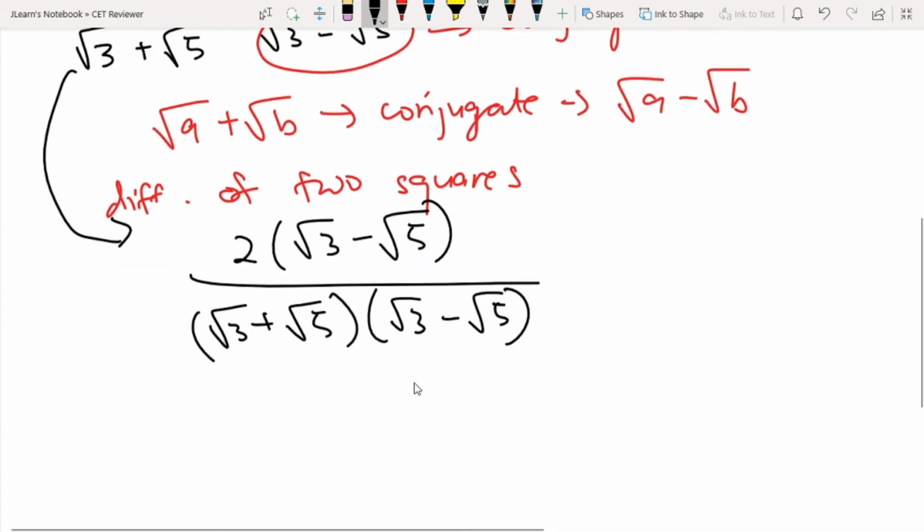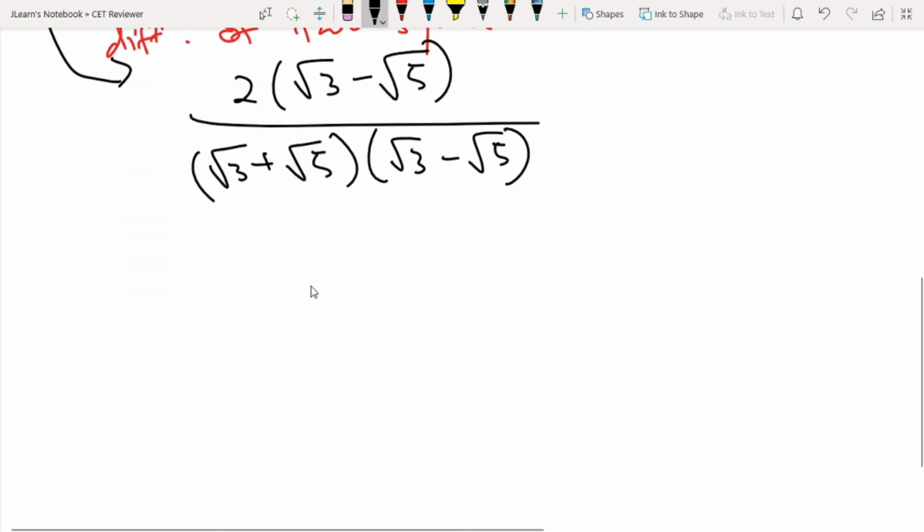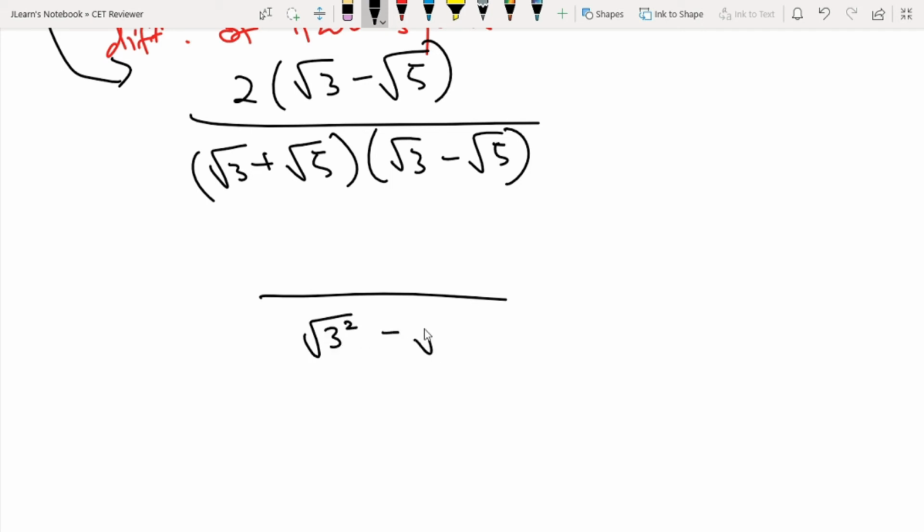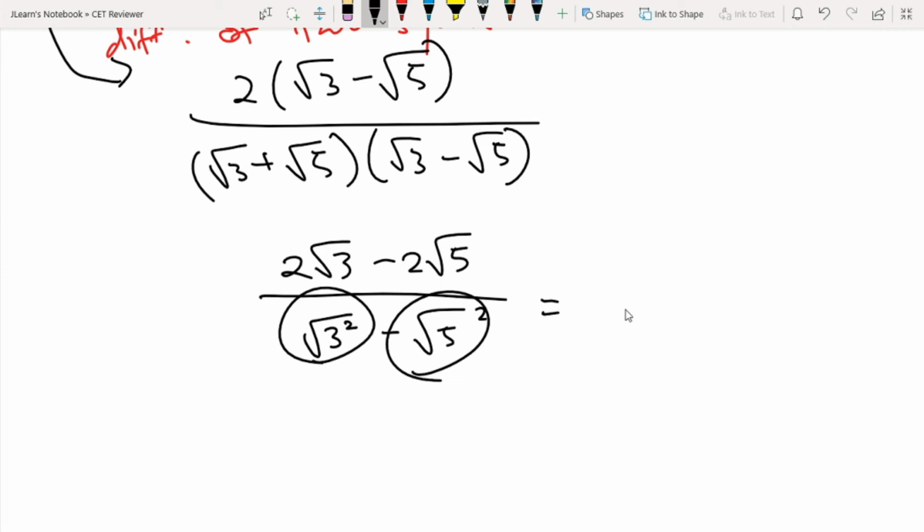Okay? So now, we can apply FOIL dun sa denominator. Tama? And you will get here square root of 3 squared minus square root of 5 squared. And yung numerator, we can just simply distribute. This will be 2 square root of 3 minus 2 square root of 5. Okay? And now, we can simplify these, no? This will just be 3 minus 5 or equals a negative 2. And yung numerator will be the same.